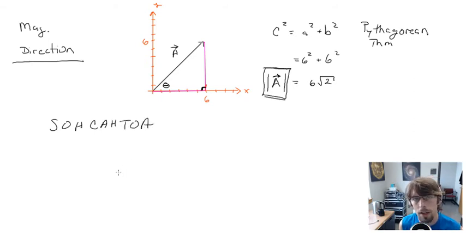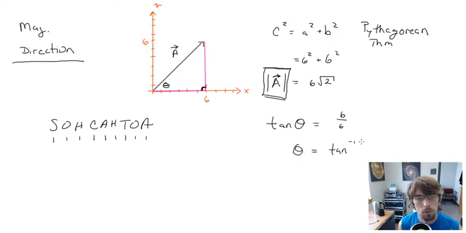Right, and if you've never heard that mnemonic, go back, look it up. But it's sine: opposite over hypotenuse; cosine: adjacent over hypotenuse; tangent: opposite over adjacent. So in this situation, we know the adjacent side, we know the opposite side. And so we could write something like tangent of theta is equal to 6/6, or theta is equal to the inverse tangent of 1.